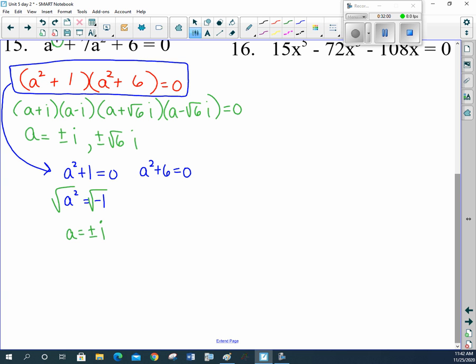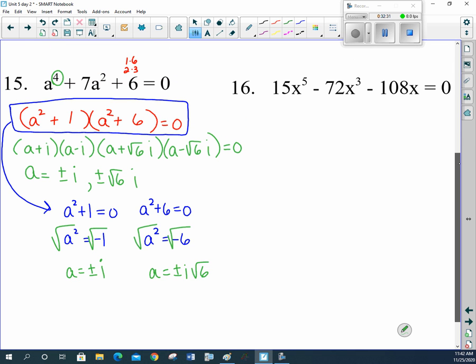So same thing over here. I'm going to take my a squared, I'm going to subtract my 6, and then I'm going to take the square root of both sides. But remember, square root of a negative number is i, so a equals plus or minus i root 6. You get the same two answers. So you can keep factoring them if you want to using the sum of squares idea, or you could just go directly from the a squared plus 1 equals 0 and solve that. All right?